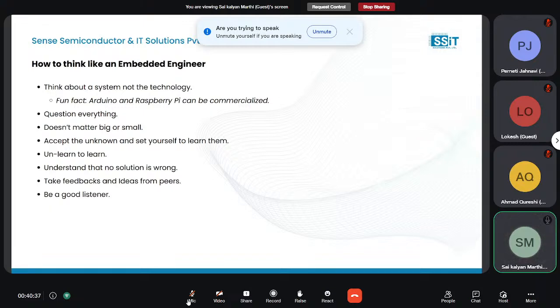So, starting with, think about a system and not a technology. That means you only think about how efficiently you can develop your own system. No one needs to think about what kind of technology I should use, that I should use AI only to give my system optimal performance, or ML only to give my system the highest performance. Or you don't need to think that I need to use big drivers or function pointers, these kinds of things are immaterial for a system.